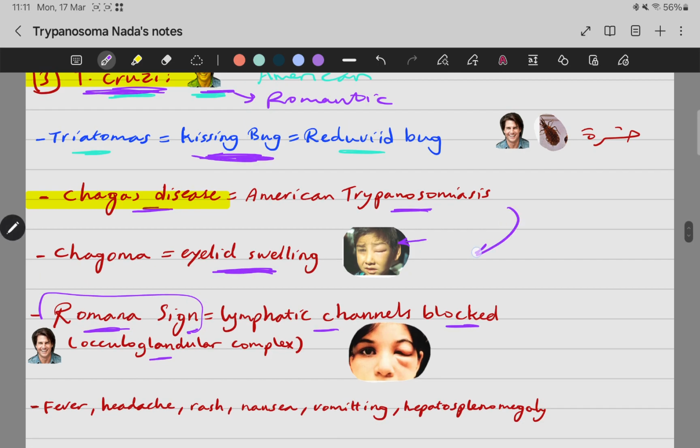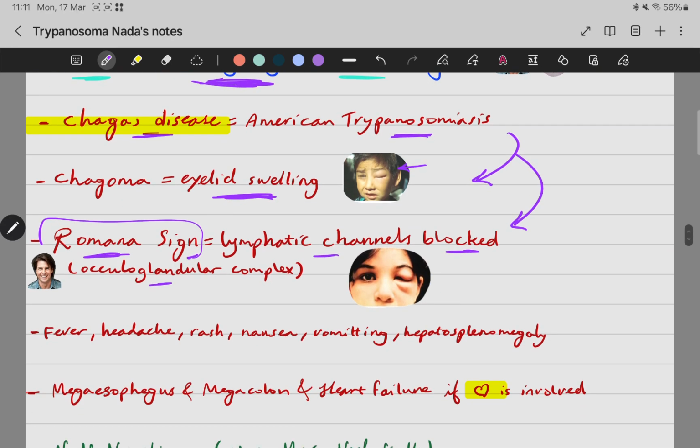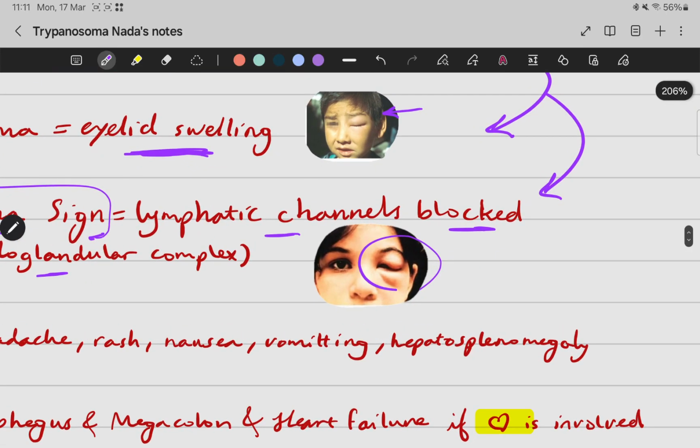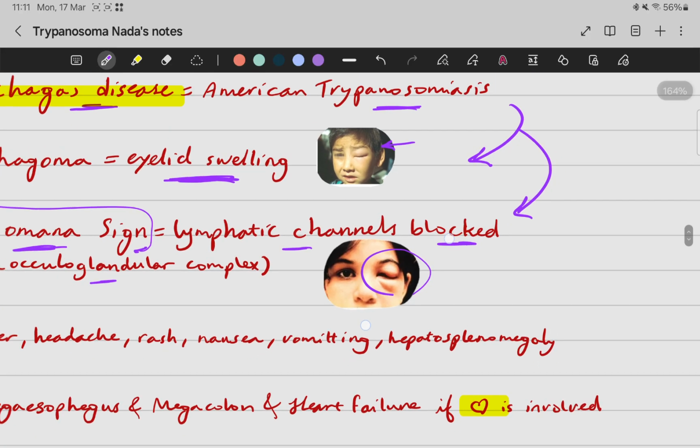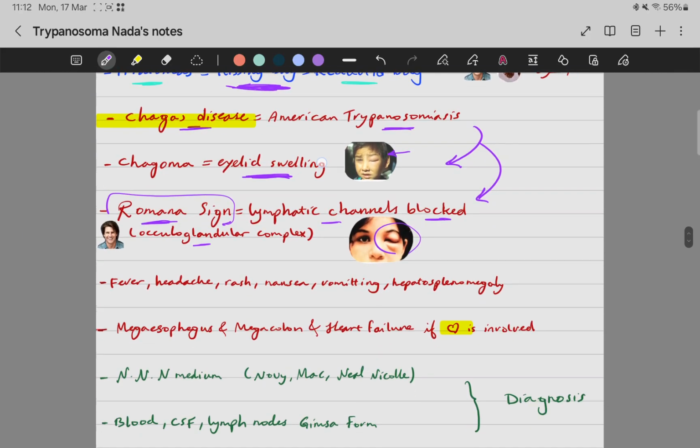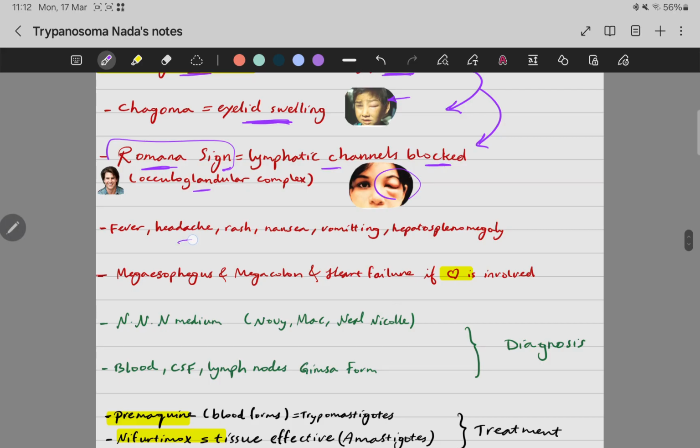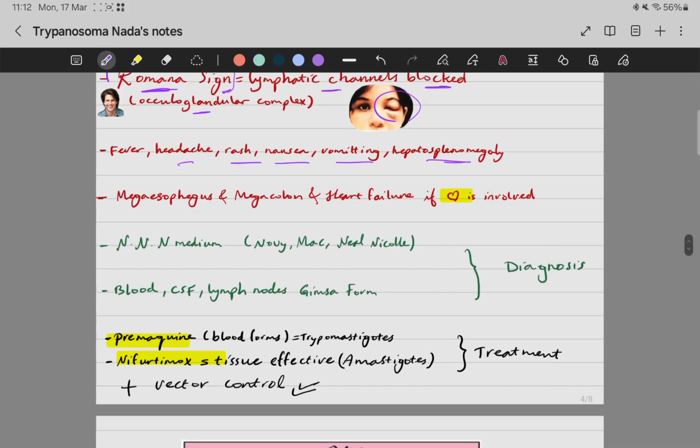Chagas disease features different characteristics like chagoma, eyelid swelling, and Romaña sign, which is blocked lymphatic channels and lacrimal glands, leading to the oculoglandular complex. As we can see here, first we have chagoma, the eyelid is just swollen, and now not just the eyelid, the entire eye is in a mess. Okay, this is called Romaña sign. We also have fever, headache, rash, nausea and vomiting, and hepatosplenomegaly. Hepato means liver, spleno means spleen, megaly means enlargement. So we have enlargement of the spleen and the liver.